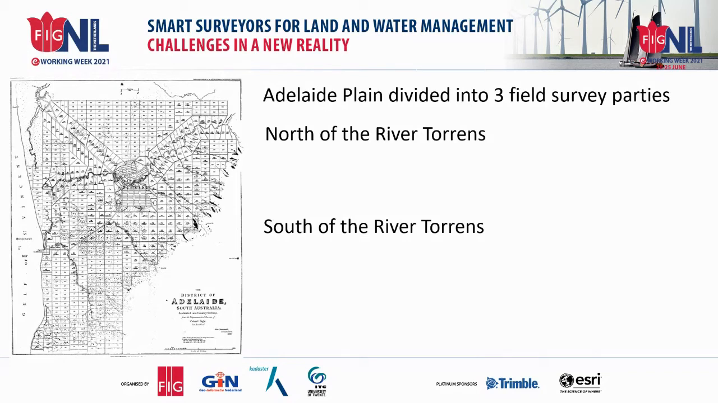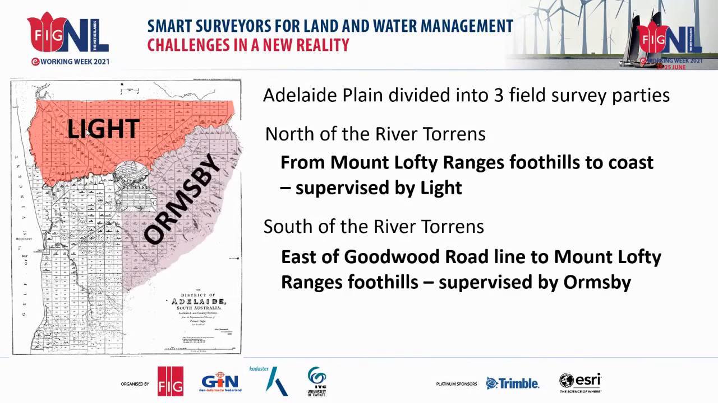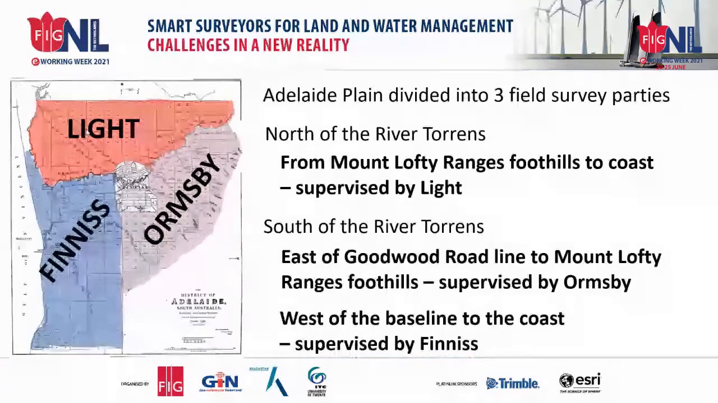We can see that Light, as Surveyor General, divided the area into 3 sectors. He supervised the survey north of the river, and the area south of the river was divided between 2 assistant surveyors, Ormsby and Finnis.